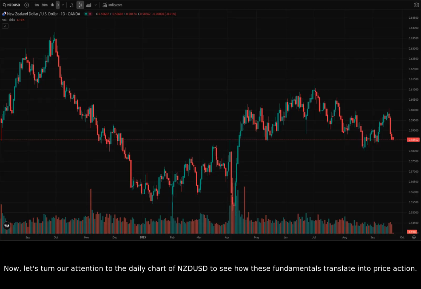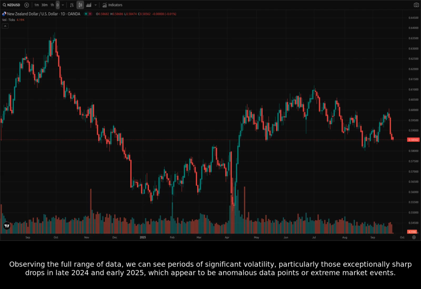Now, let's turn our attention to the daily chart of NZDUSD to see how these fundamentals translate into price action. Observing the full range of data, we can see periods of significant volatility, particularly those exceptionally sharp drops in late 2024 and early 2025, which appear to be anomalous data points or extreme market events.